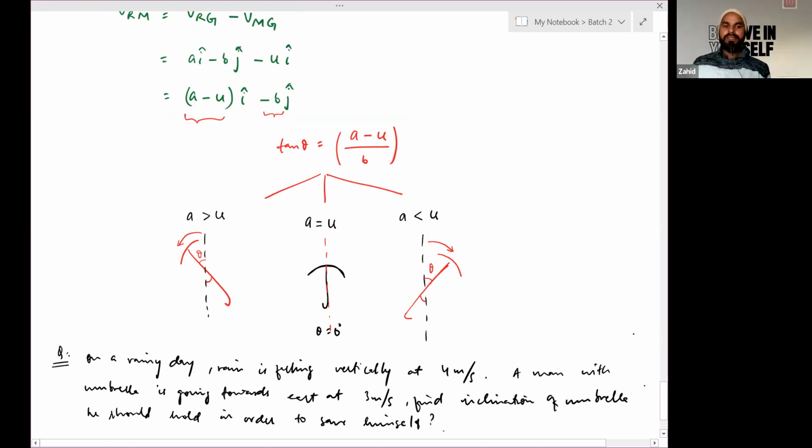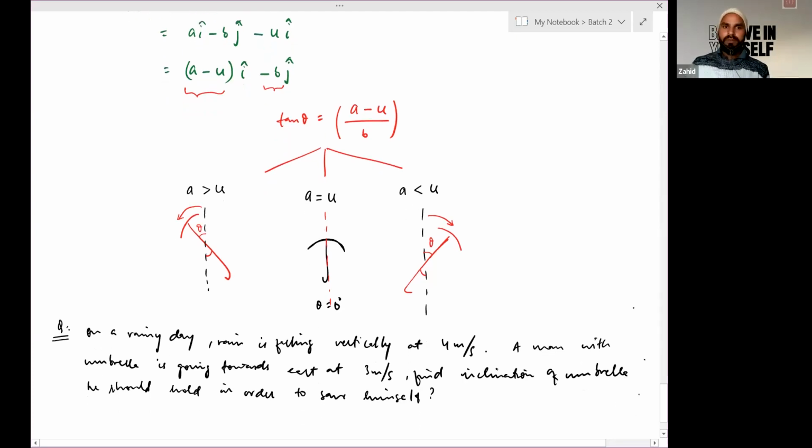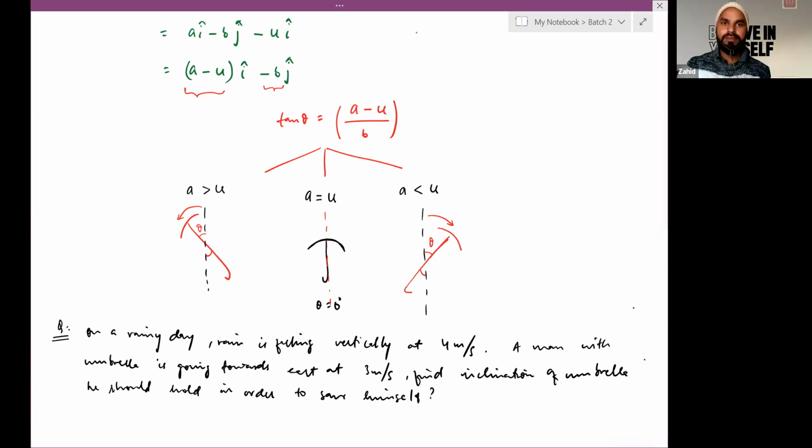On a rainy day, rain is falling vertically at 4 meters per second. So in this part, we have only the vertical component, that is B. So A is 0 in this part. Now, a man with an umbrella is going towards east with 3 meters per second. So U is 3. Find the inclination of the umbrella he should hold in order to save himself. So you have to find theta and in which direction he should bend it. Try to calculate.